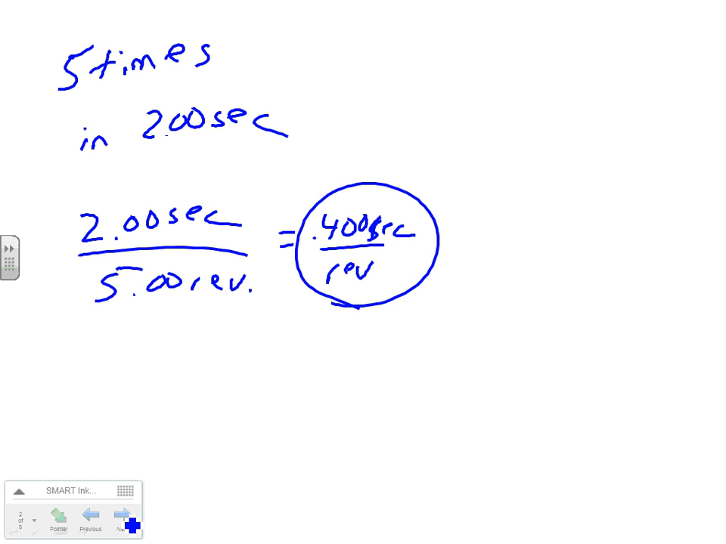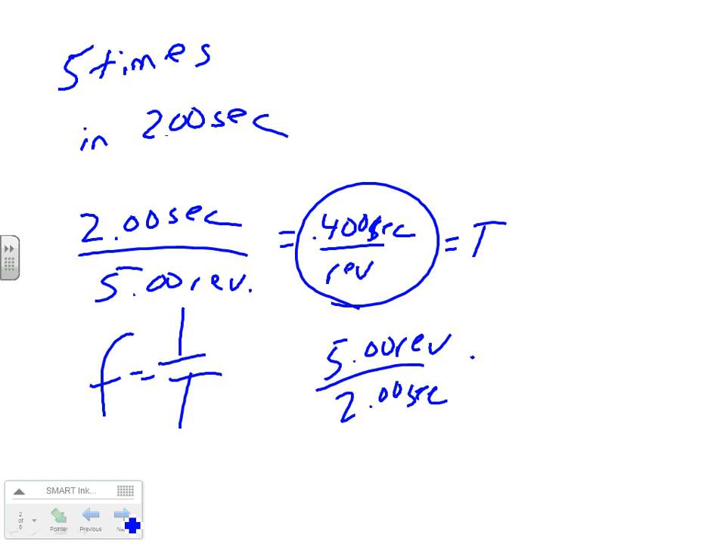Frequency was the next thing we were asked to find. There's 2 ways we could find this. One equation that you ought to know by now is frequency is 1 over the period. The definition of frequency, though, is how many revolutions or rotations per second. How many of something per second? It told us that it goes 5 times in 2 seconds. So one way we could find that is to say 5 revolutions divided by 2 seconds and end up with 2.5 revolutions per second, which often gets written as hertz, 2.5 hertz.